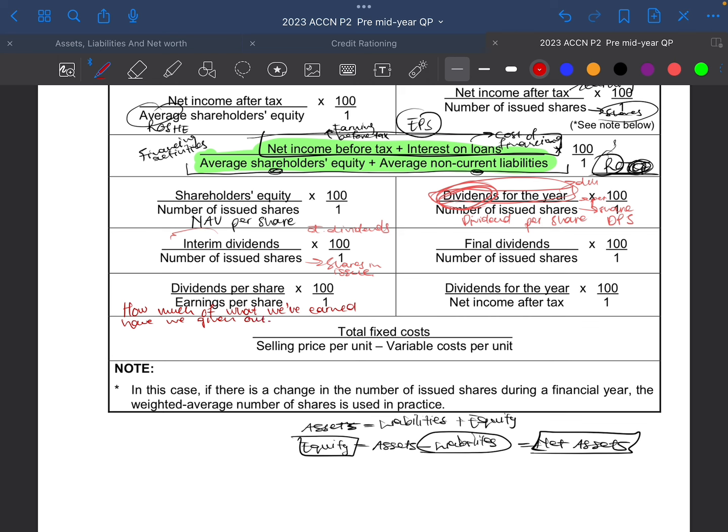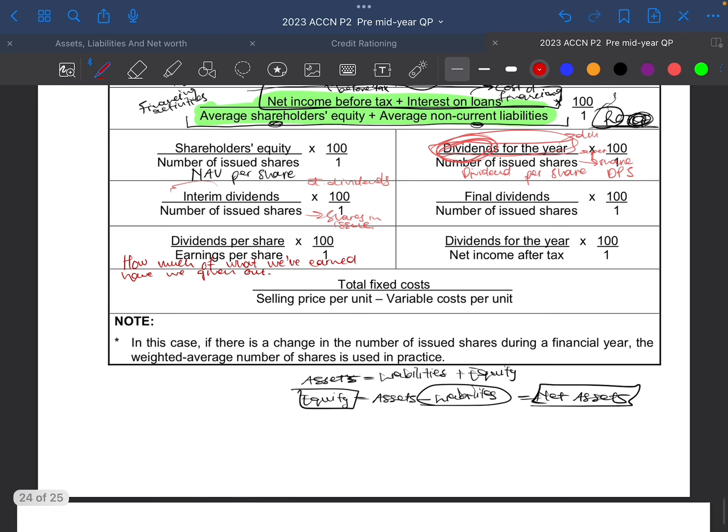Cool. Now, dividends for the year over net income after tax. Also this one, from the net profit, how much did we give out as dividends? I think that might be clear, but I can't really explain much further than that, because it's just basic accounting, just understanding the formulas. You might find it overwhelming at the start, but try to understand what the formula is asking from you. It's just dividends for the year over net income after tax.